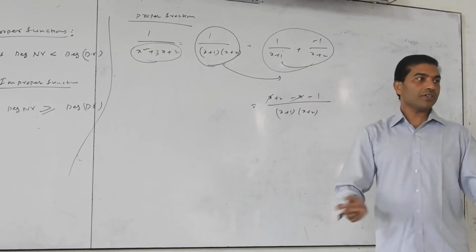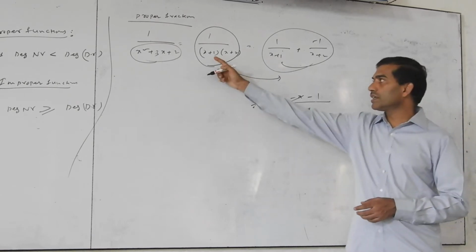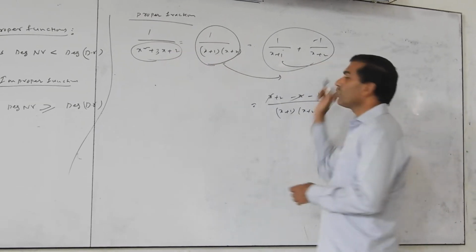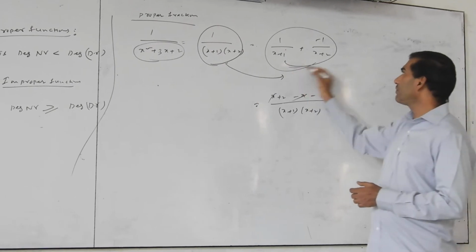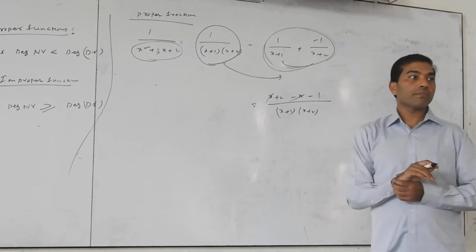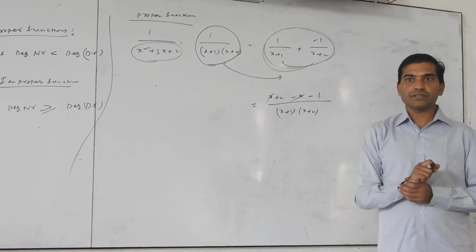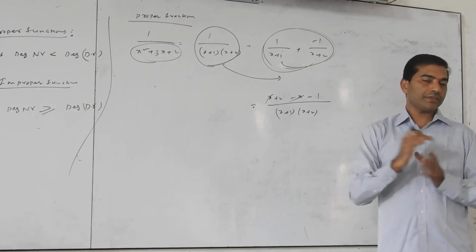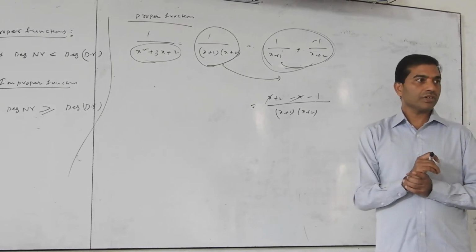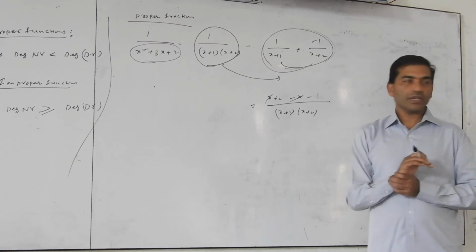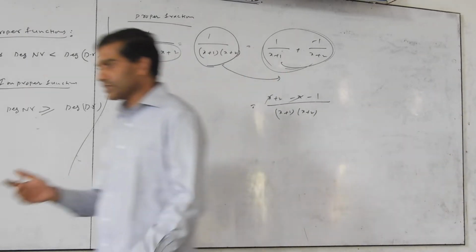We may get more than 2 also, depending on the degree. If it is a cubic equation, we will get one more. So this type of fractions are called partial fractions. How we can get partial fractions, that we will discuss now. There are methods; the first method.